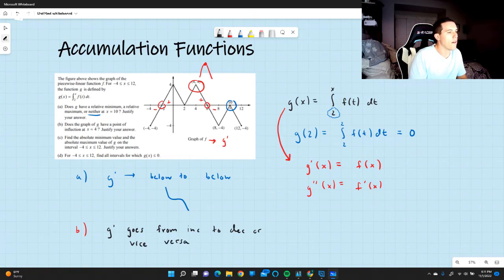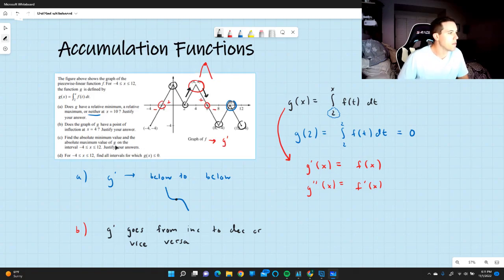And does this graph do that here? Does g prime go from increasing to decreasing? Absolutely. We went from increasing to decreasing. So yes, there is an inflection point at x equals 4. There's also an inflection point at 2, at 0, at 8, at 10, and at 12. And the one at 10 makes sense because going back to what we said in part A, we had a change in concavity from concave up to concave down, from increasing to decreasing in the derivative. So yes, that is also an inflection point at 10.